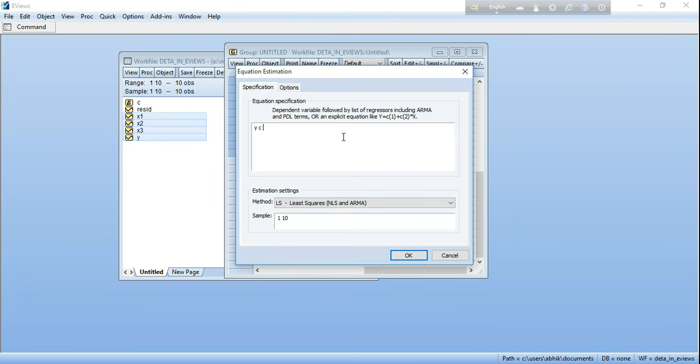I mean, now the first independent variable, which I'm calling x1, type x1, then a space, and then the second independent variable x2, and lastly the third independent variable x3. It doesn't matter if you type x3 in the position of x1 or if you type x2 in the last position of x3, but you have to separate the independent variables with a space. And then click on the OK button.